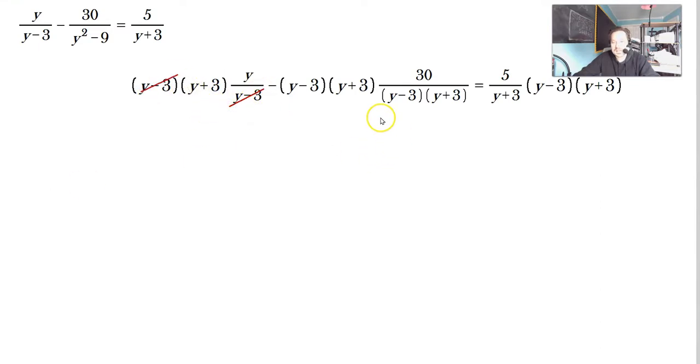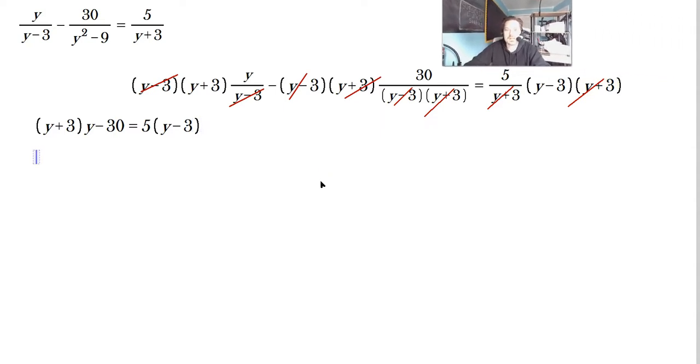Let me see. Okay, this cancels with this, and then notice for the next ones, right? This will cancel with this, and for the right side, y plus 3 cancels with y plus 3 this way. So what's left over here? Go through it. You're going to have y times y plus 3, minus, and the only thing left over for the middle term is the 30, and then 5 times y minus 3. So this is our equation after you've canceled as much as possible. Now you work with this, so you're going to distribute the y on the left side here.